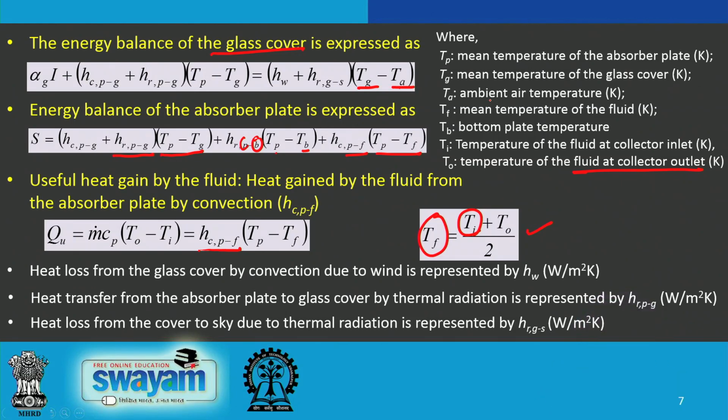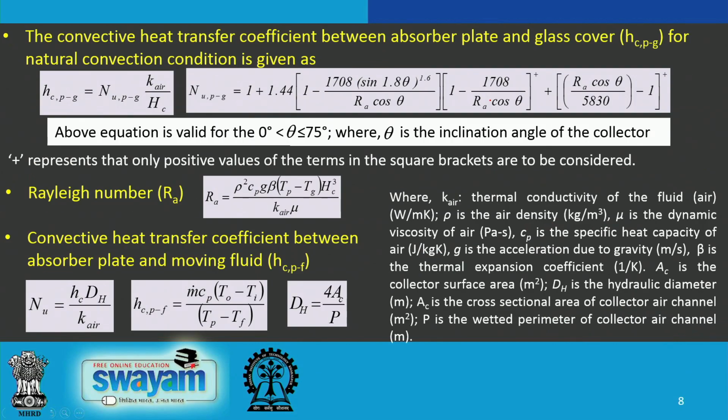So, in this regard, the convective heat transfer coefficient between the absorber plate and glass cover, that is hcpg, for natural convection condition is also represented as the given expression. hcpg is nothing but equal to Nusselt number into thermal conductivity of air upon the distance between the plate and the glass cover. So, k air is the thermal conductivity of the fluid, and Hc basically is represented as the distance between the absorber plate and the glass cover.